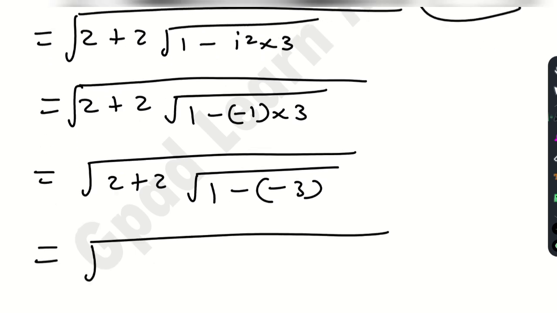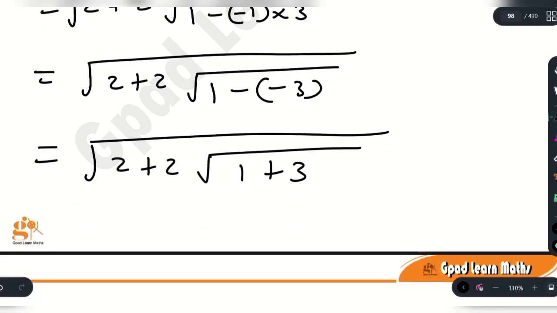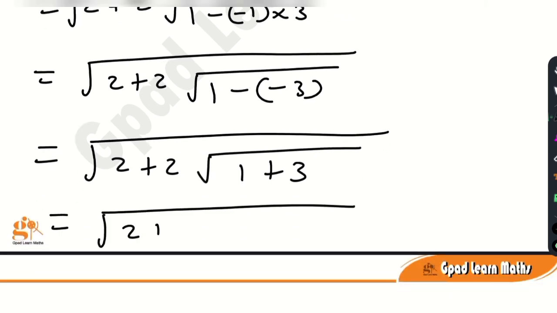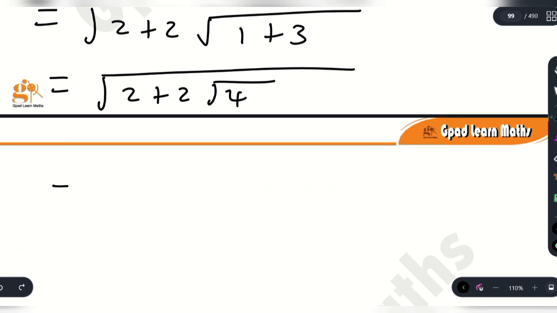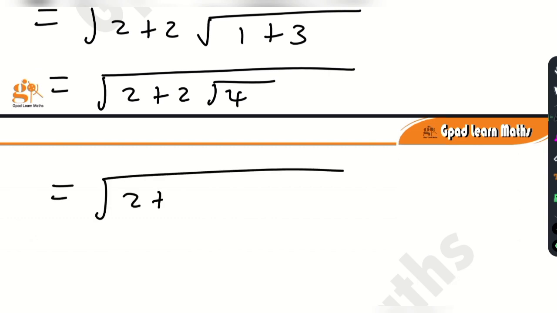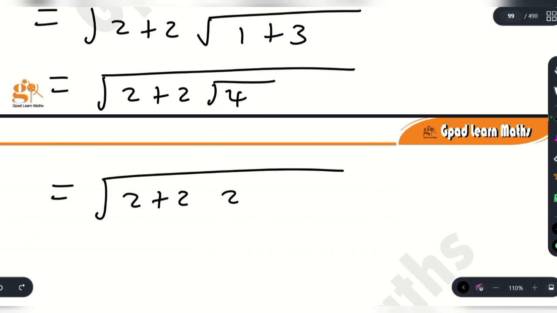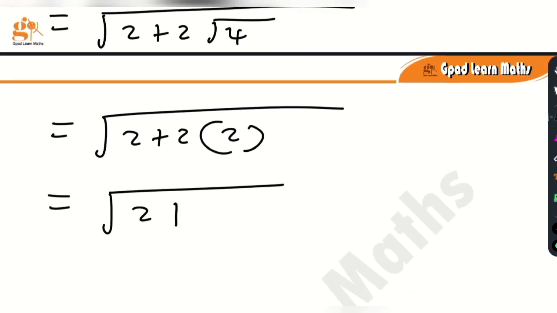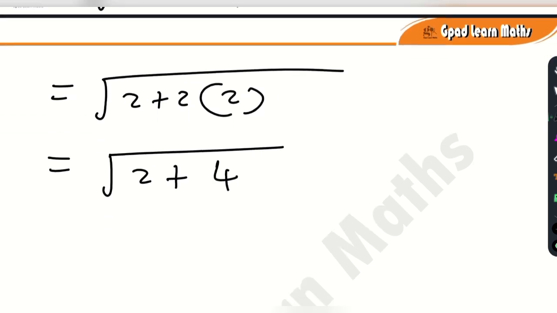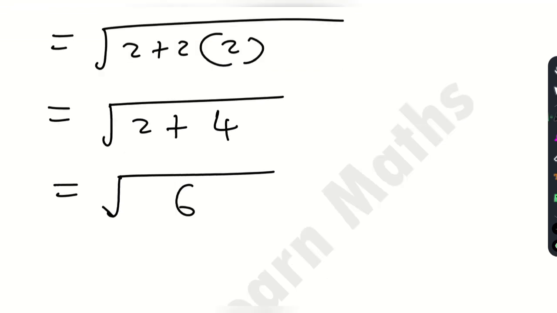So the next line is going to be the square root of 2 plus 2, 1 minus minus 3, which is 1 plus 3, which is 4. So this will be equal to the square root of 2 plus 2 root 4. What is root 4? Isn't that 2? So next line I'm going to have this as equal to the square root of 2 plus 2. Root 4 is 2, and this is equal to the square root of 2 plus, what's 2 times 2? That's 4. And what is 2 plus 4? That is 6. So this is the solution.